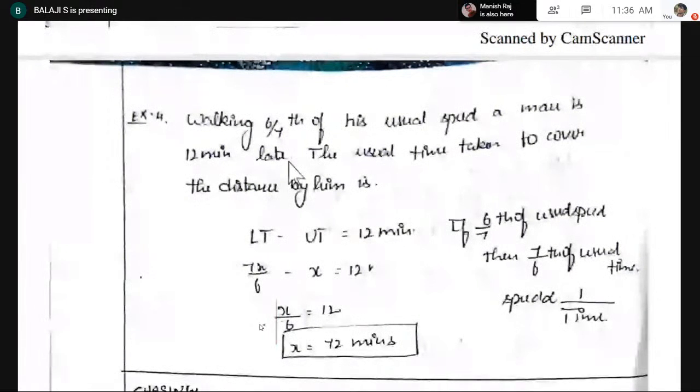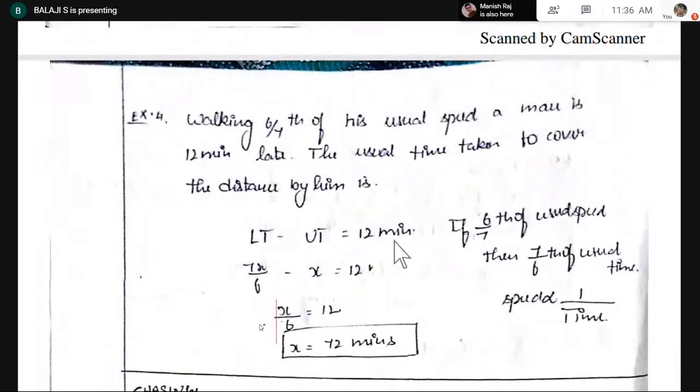A man is walking daily at a usual speed. Let's consider the speed as x. But if he walks at 6 by 7th of his usual speed, he is 12 minutes late. Now the late time minus the usual time is equal to 12. The time difference is 12.